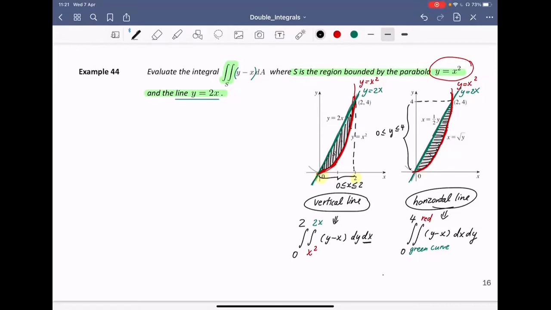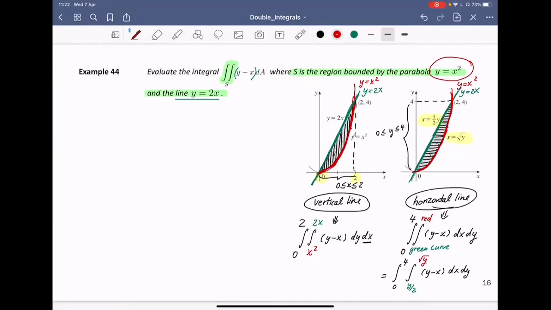All right, so next one, I'm going to finish this. So integrate 0 to 4. Inside here, I have green curve to red curve, but my green curve is x equals 1/2 y, and the red curve is x equals square root y. So that means I am going to have x equals y over 2, which is 1/2 y, and then to the red curve, which is square root y.